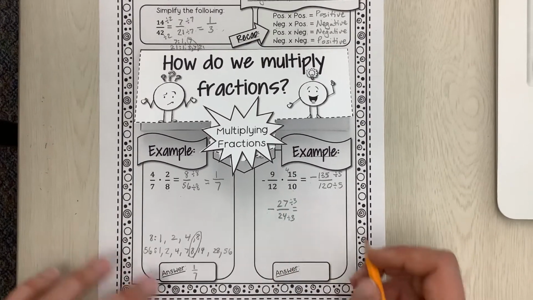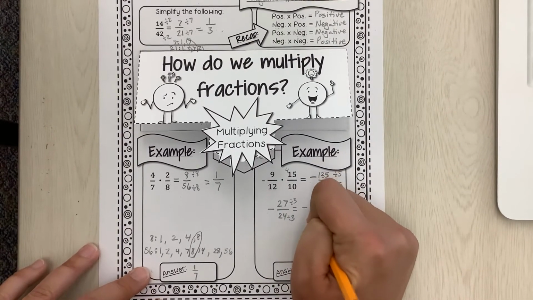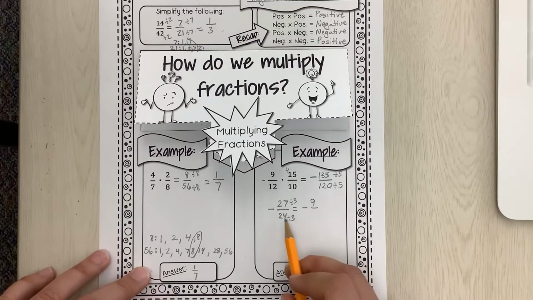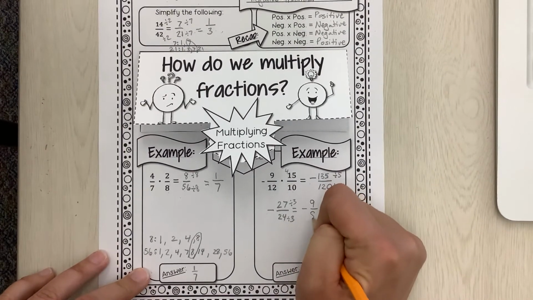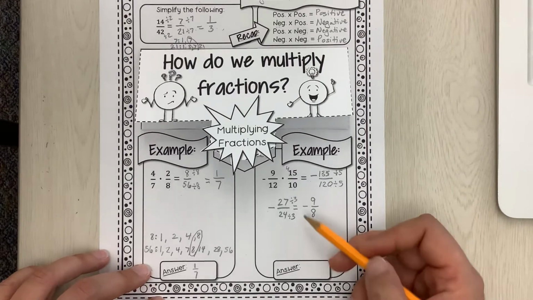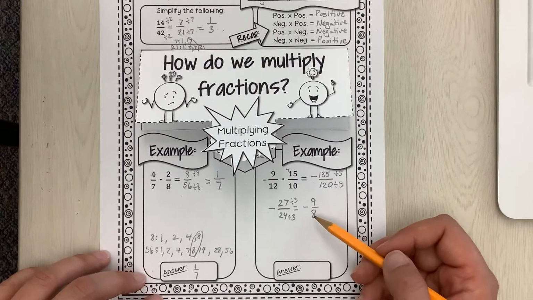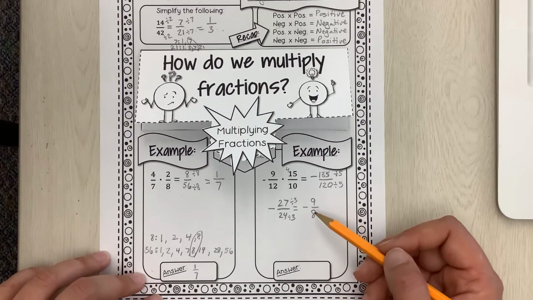27 divided by 3 is 9. Don't forget to bring over your negative. And 24 divided by 3 is 8. I think we're as far as we can go because neither one of these works with any other numbers but 1. And 1 won't change this at all.